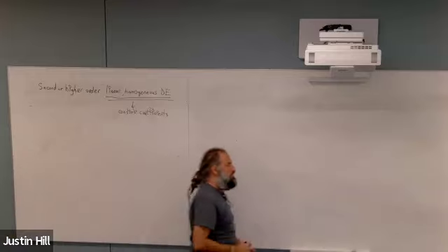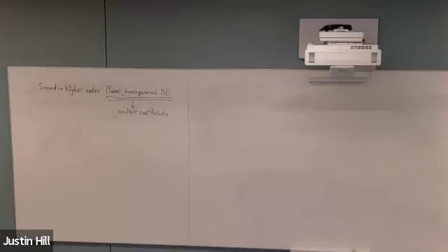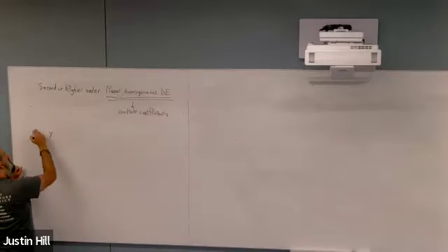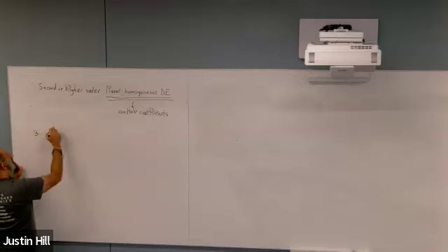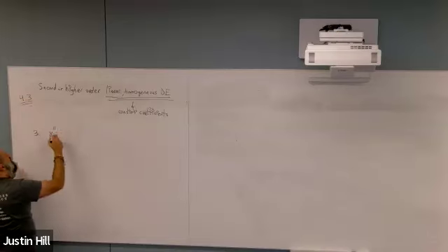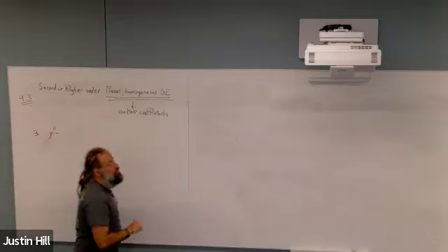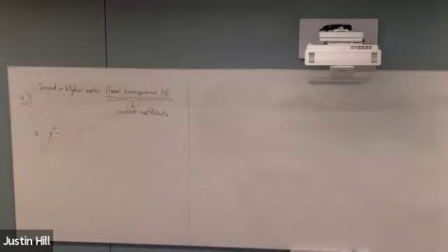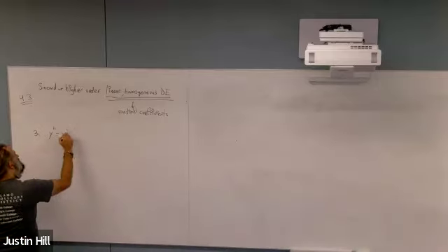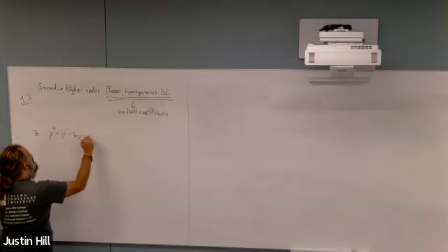A good example of this, I'm going to pull up one of the exercises. A good example of this type of equation is number 3 in your exercises for this section, section 4.3: y double prime minus y prime minus 6y equals 0.